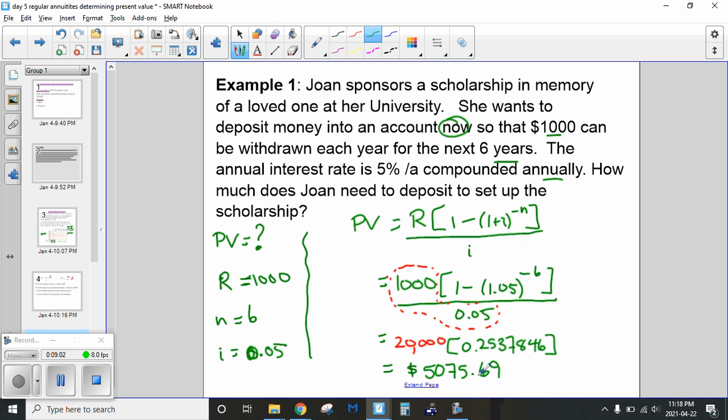Okay, so today Joan can put this $5,075.69 in the bank, and that will set things up. Since it's going to be growing interest, that will be set up so that every year $1,000 can be withdrawn for 6 years before the money runs out.